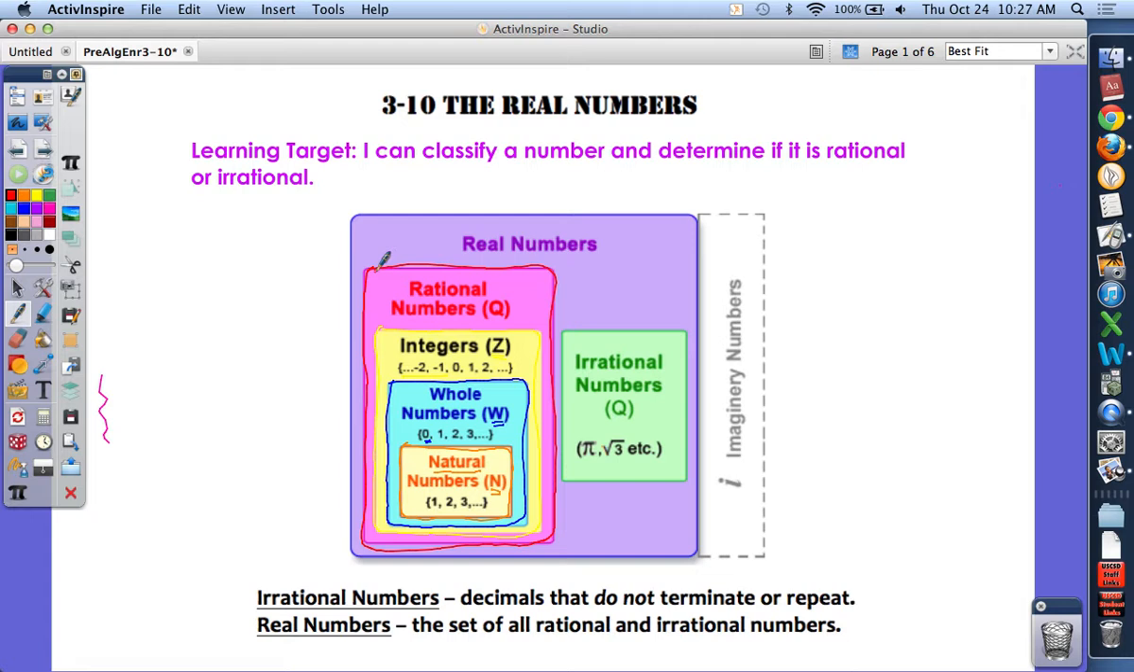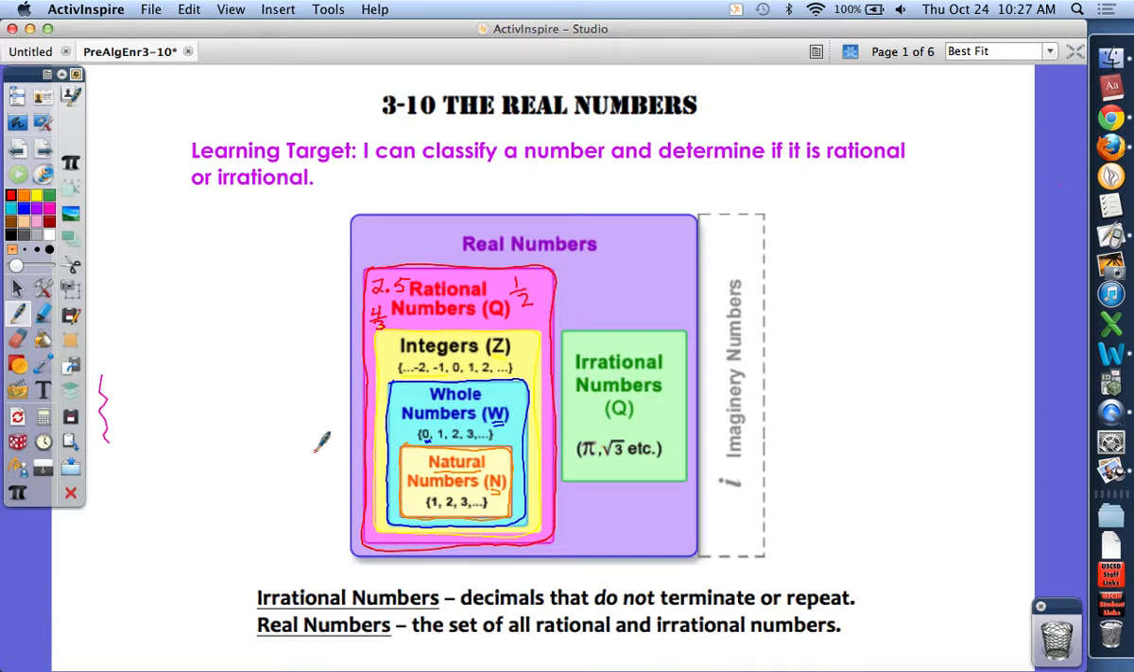So all the integers are rational numbers. What else do we add to that family? Fractions, 1/2. Decimals, maybe 2.5. But they have to terminate or repeat. So 1 1/3 or 4/3 would be a rational number. It goes on forever. It's 1.333333, on and on and on. But these are all rational numbers.